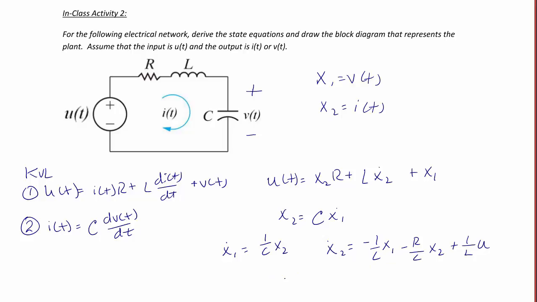Since we have two possible outputs, one of them is Y of t is equal to V of t. So that would mean that Y of t is equal to x1. Or our other option was Y of t is equal to I of t. And that would mean that Y of t equals x2. So now let's draw our matrix equations.